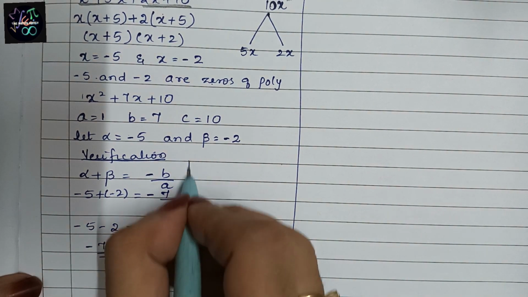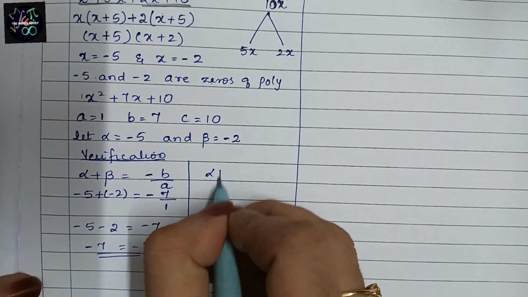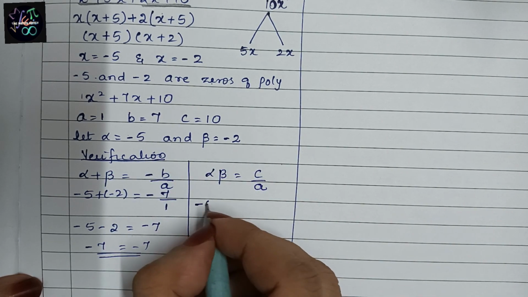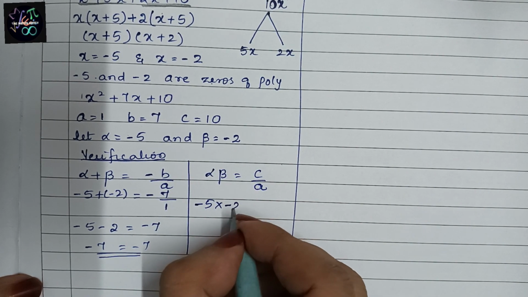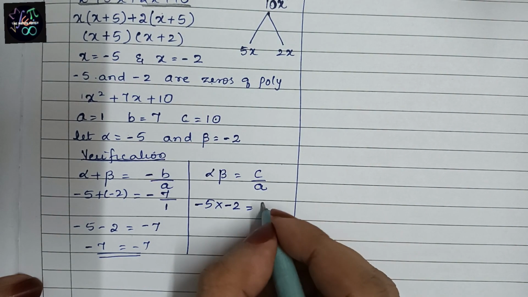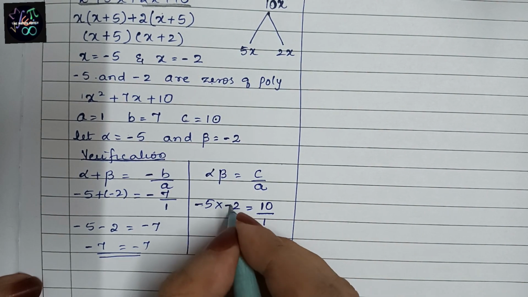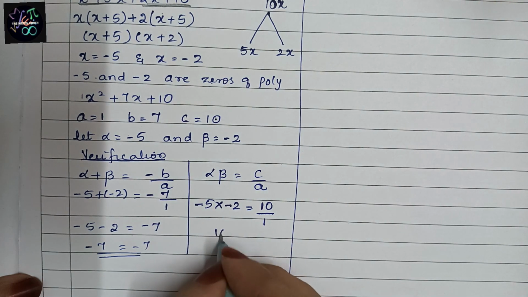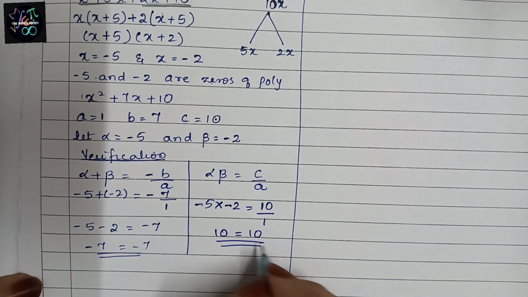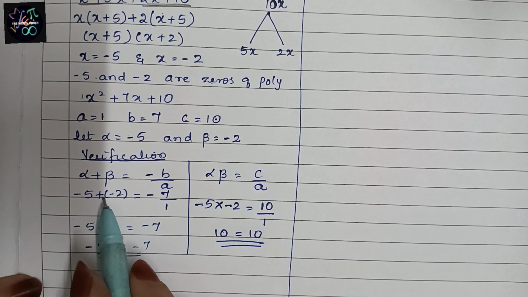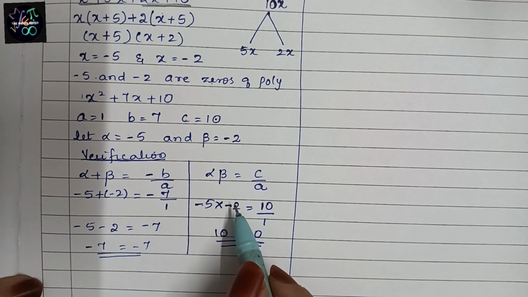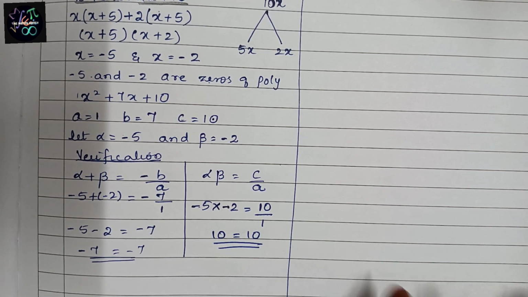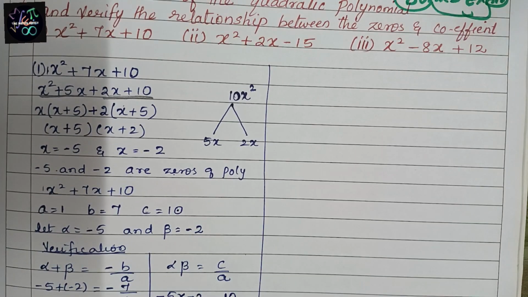Let us see now the product of zeros. Alpha into beta is equal to c by a. The alpha value is minus 5 into the beta value minus 2, and c by a is 10 by 1. Minus times minus is plus, so 5 twos are 10, so 10 equals 10. That is verified. We have verified the sum of zeros and the product of zeros, the relationship between zeros and coefficients. Let us solve the second question the same way.